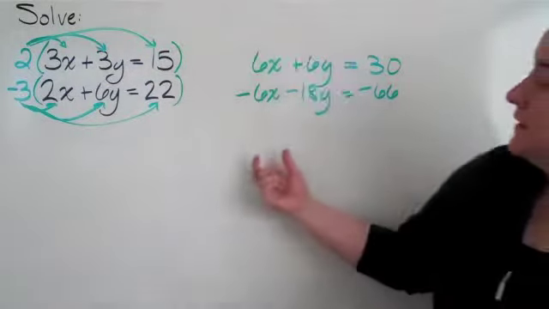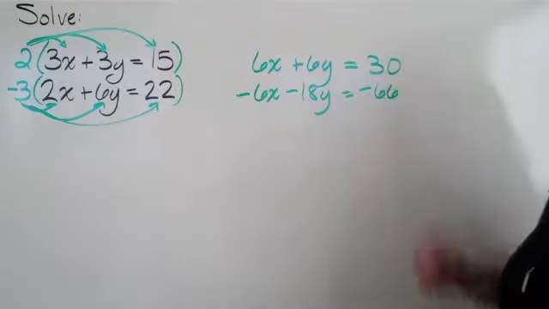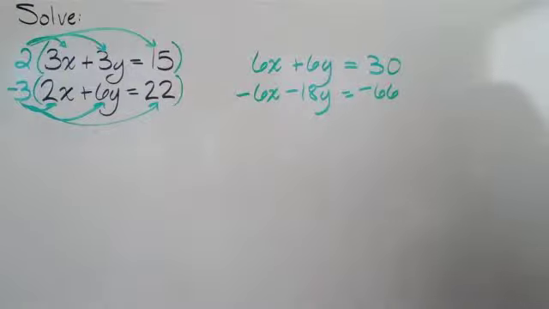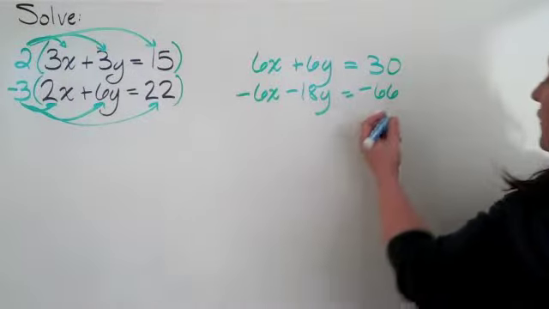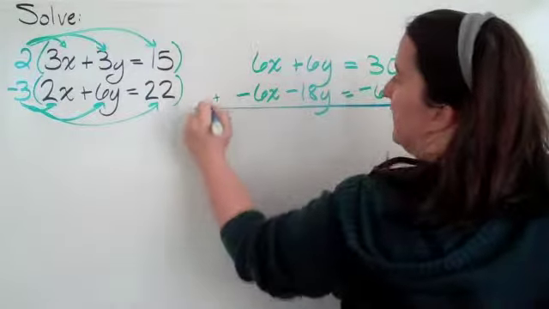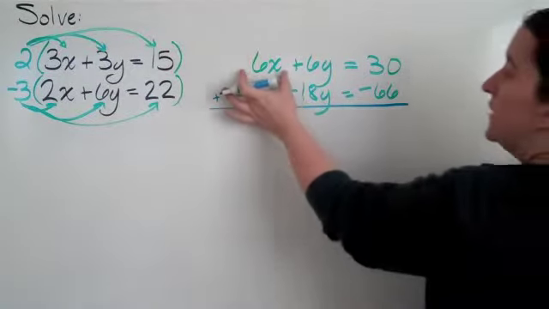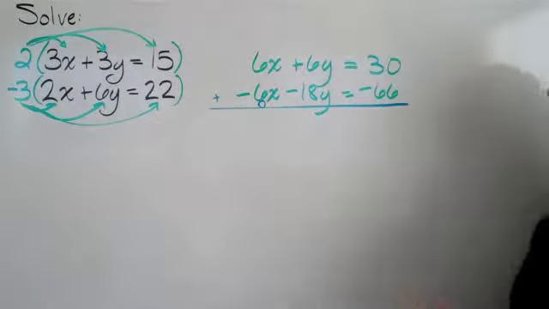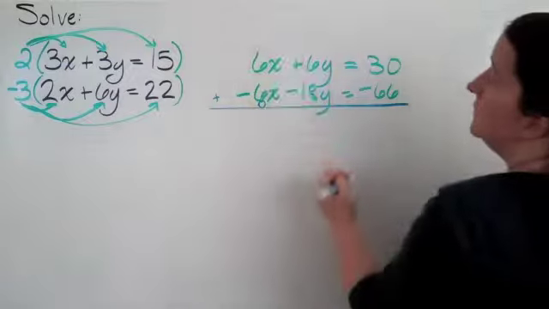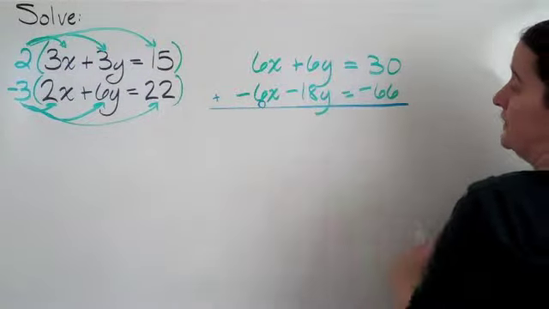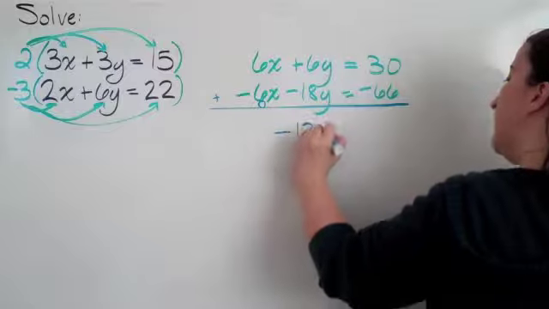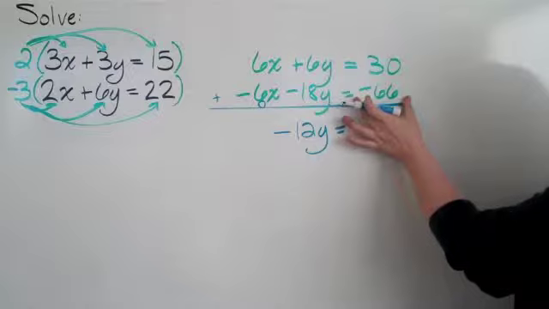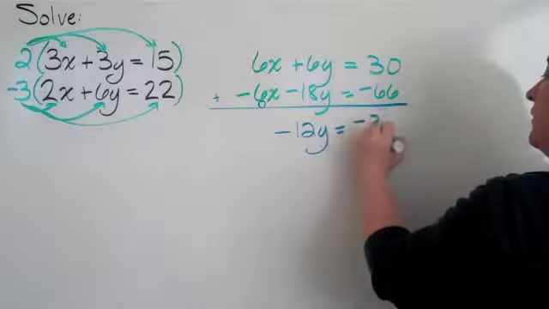Okay, so I still have my x's lined up with my x's, my y's with my y's, and my plain old numbers together. And since I've got my coefficients to match, I'm going to just combine my terms down, in this case add. I really think of adding always when I'm combining. So a 6x minus a 6x, that'll be 0. It's not 0x, it's just 0, canceling out the x's. And then a 6y minus an 18y is a negative 12y. And then combine on this side, I have 30 minus 66, which is a negative 36.